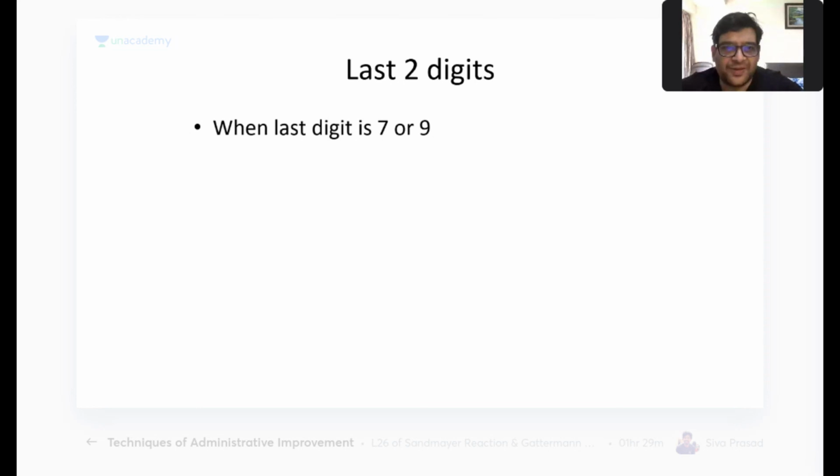In the following class, so I'll have a part 2 of the class. I'll discuss what needs to be done when it is 7 or 9. I'll take a few examples on that. I'll also discuss what to do when the last digit is even.